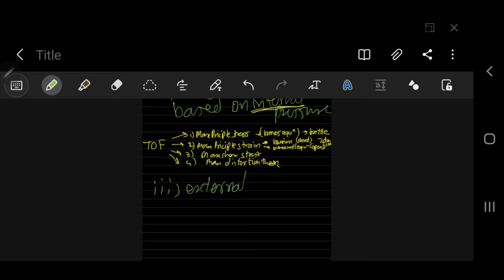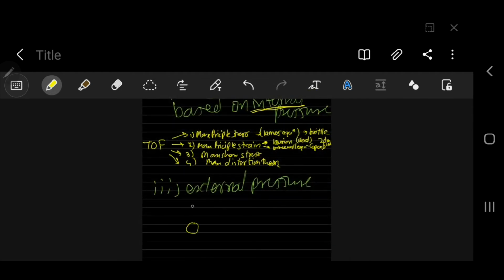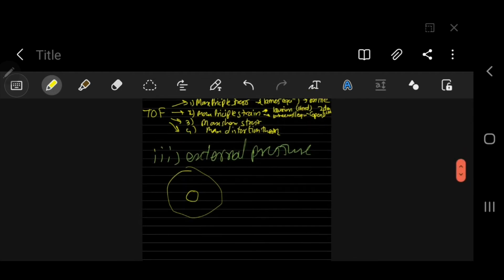External pressure. When a thick cylinder is subjected to external pressure, we will get a diagram like this. You just have to remember the diagram. The formulas for stresses are not required. There will be 2 types of stresses. The first one is the radial stress. Only the external stress is present, right? The magnitude of radial stress at the external point will be maximum, and it will be 0 at the center.